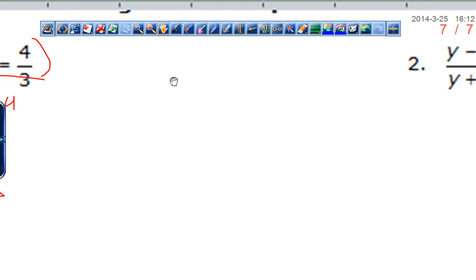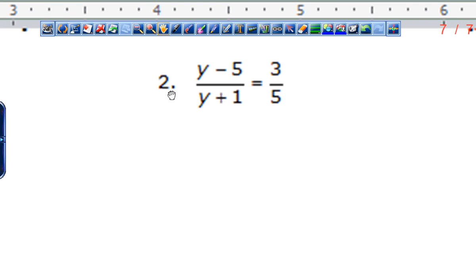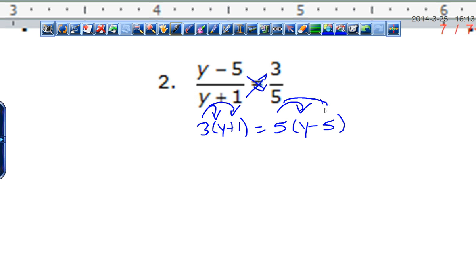When you don't have the common denominator, it might be a little more challenging. But if you just have one term on each side, you can just cross multiply. So you get 3 times y plus 1 equals 5 times y minus 5. Then we're going to distribute two times. So I get 3y plus 3 equals 5y minus 25.